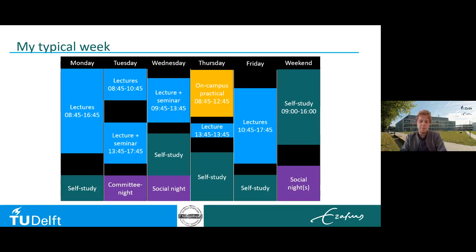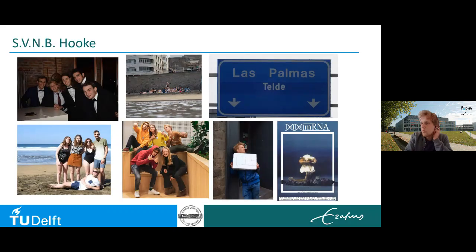Yeah, and then besides, of course, you might want to be socially active as well, because there is a lot more than just study. There is a lot more to Delft or Rotterdam than just studying. So what you see on the Tuesday night is that I have a committee night, which is part of Hoek. SVNB Hoek is a study association from the program Nanobiology.